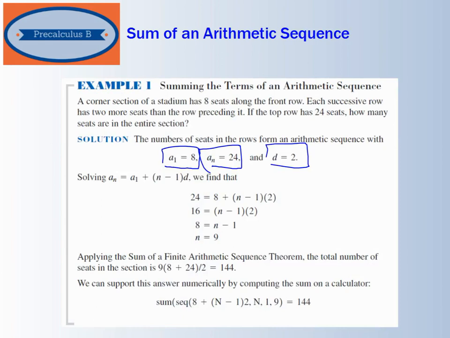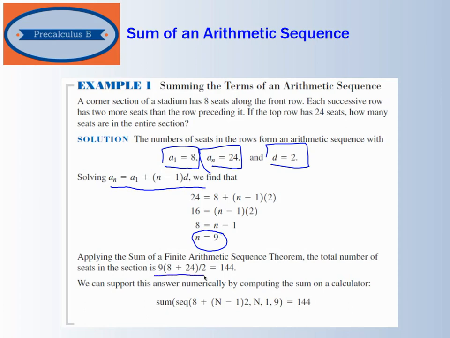So let's solve this using a sub n equals the first term plus n minus 1 times d. We know that a sub n is 24 and a sub 1 is 8, so now we need to solve for n. This is going to tell us how many rows there are. We plug it in, do a little bit of algebra solving for n, and find out that there are 9 rows. Now, could I have just counted? Of course I could have. But if it were a scenario with a much larger number, you might not want to do that. We could just use the formula to solve for n.